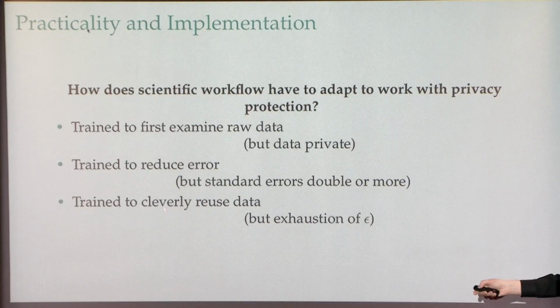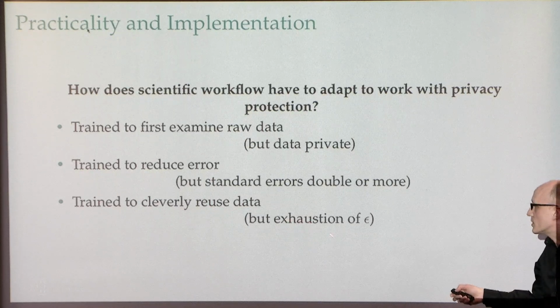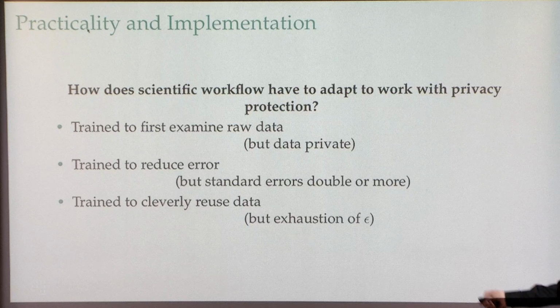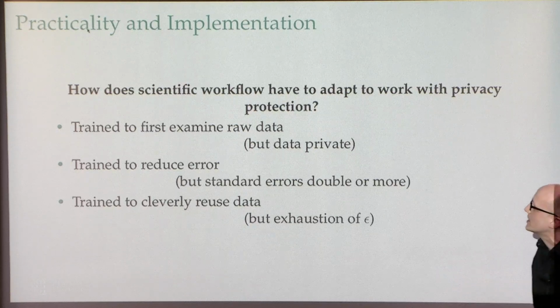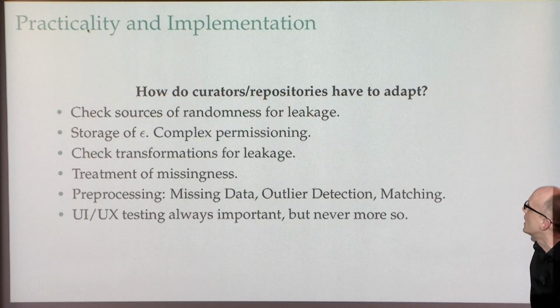You're also trained to think, how can you write that next clever paper that reuses data you've already collected? Well, what's the problem if epsilon's going to be exhausted and you can't go back to that data set? So these are things that you have to retrain scientists to think about.